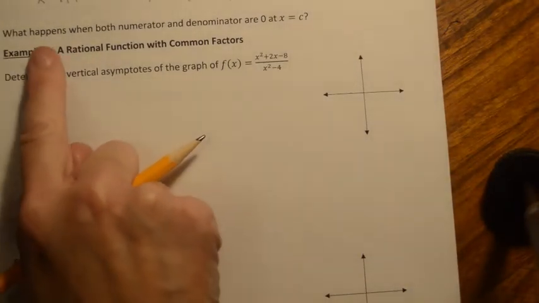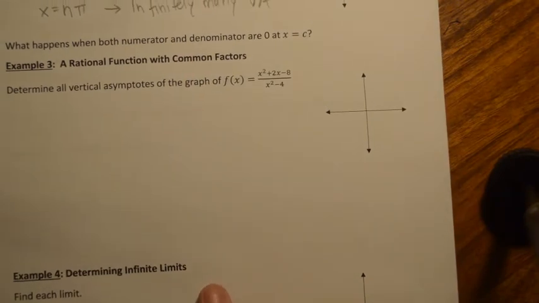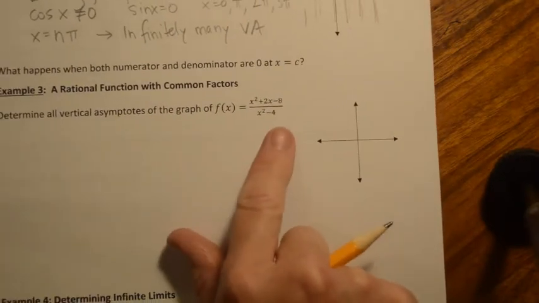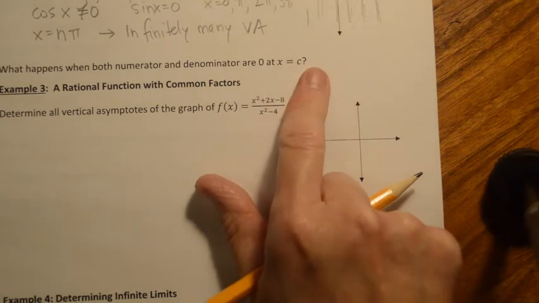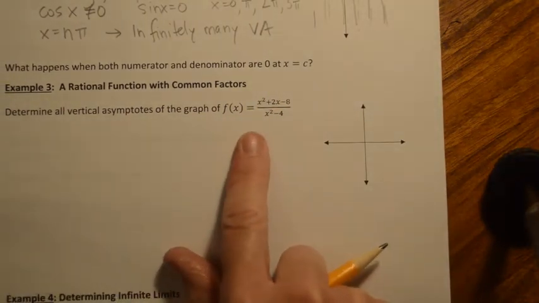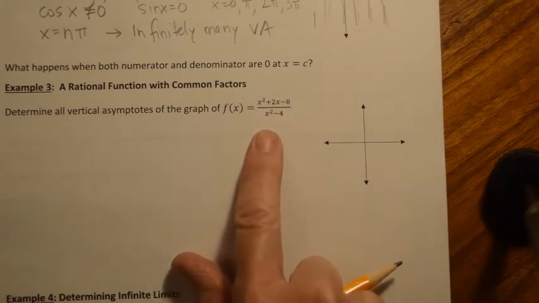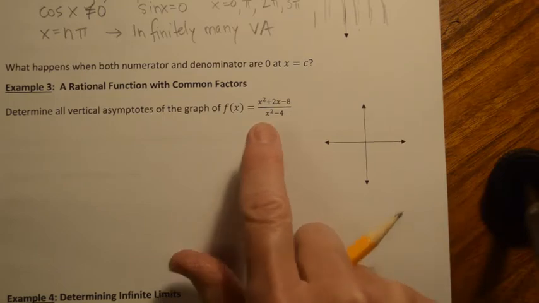Example 3. What happens when both the numerator and denominator are 0 at some point c? All right, again, we've already looked at that in terms of continuity, but let's look at it again in terms of asymptotes. So determine all vertical asymptotes of the graph f of x equals x squared plus 2x minus 8 over x squared minus 4.